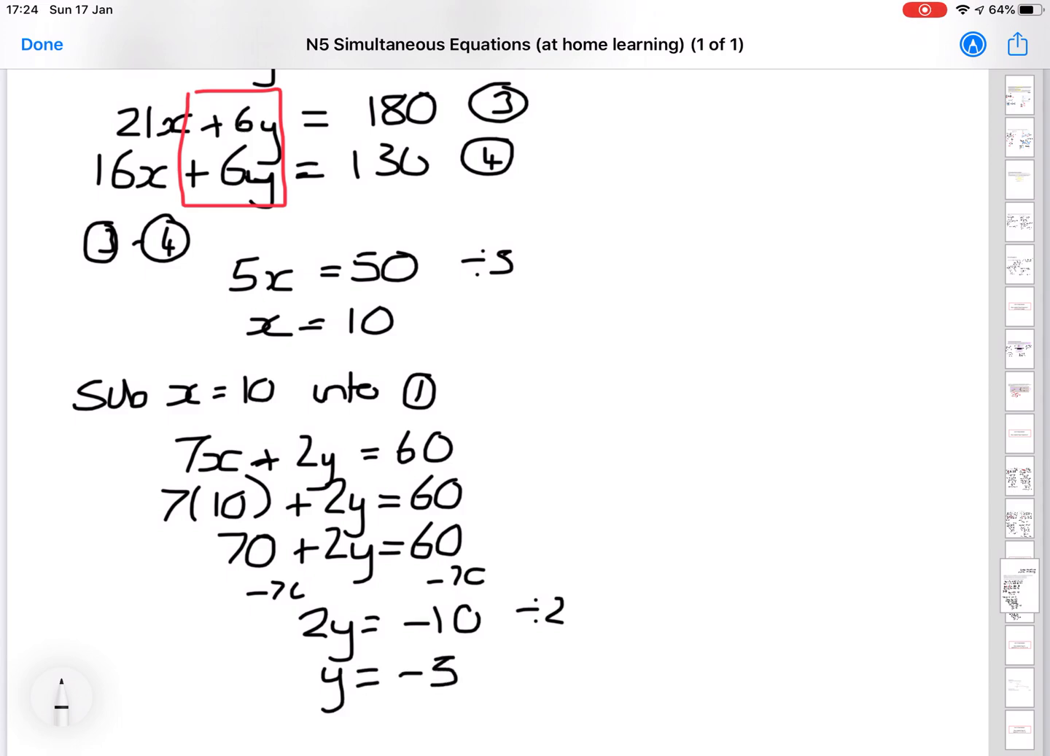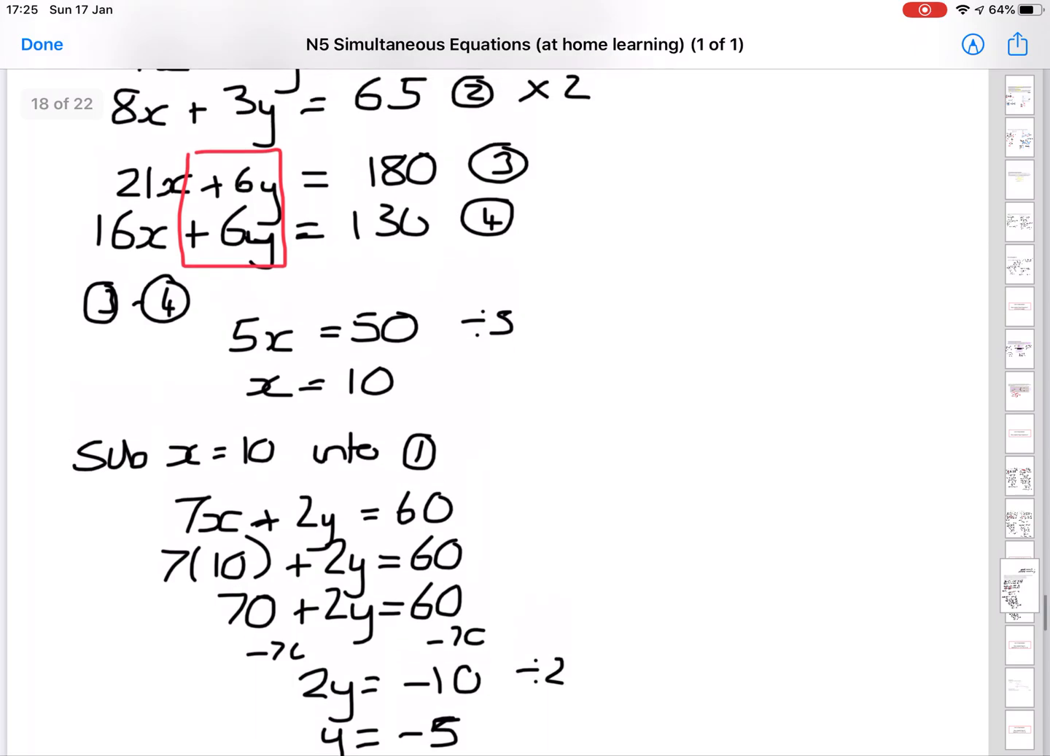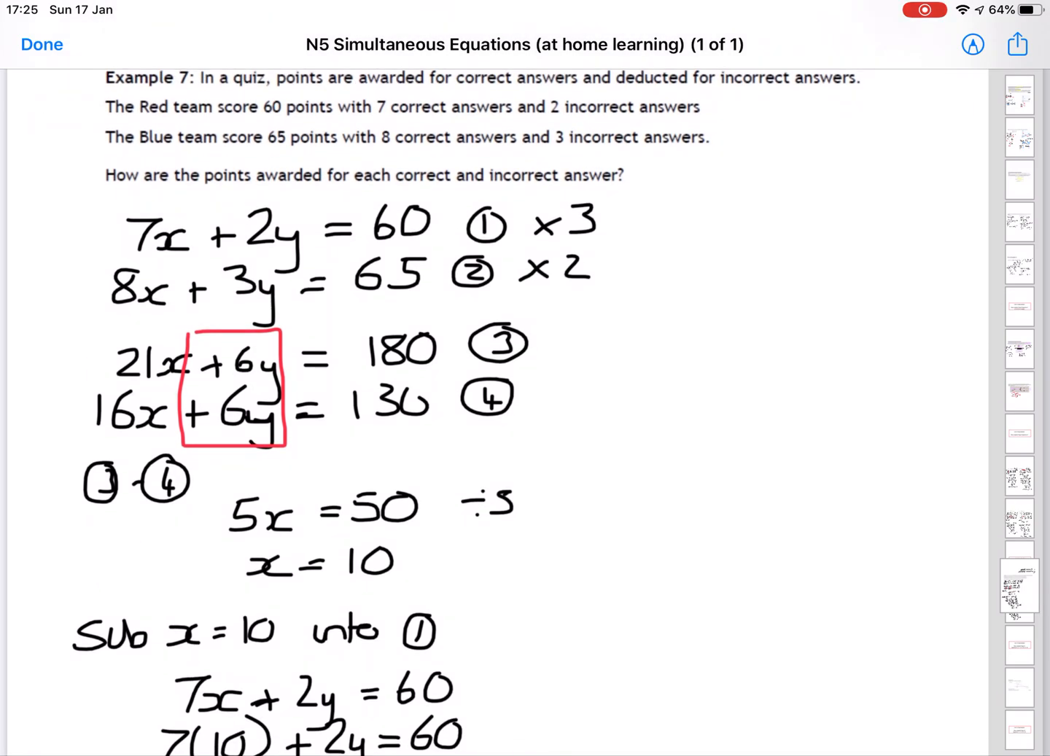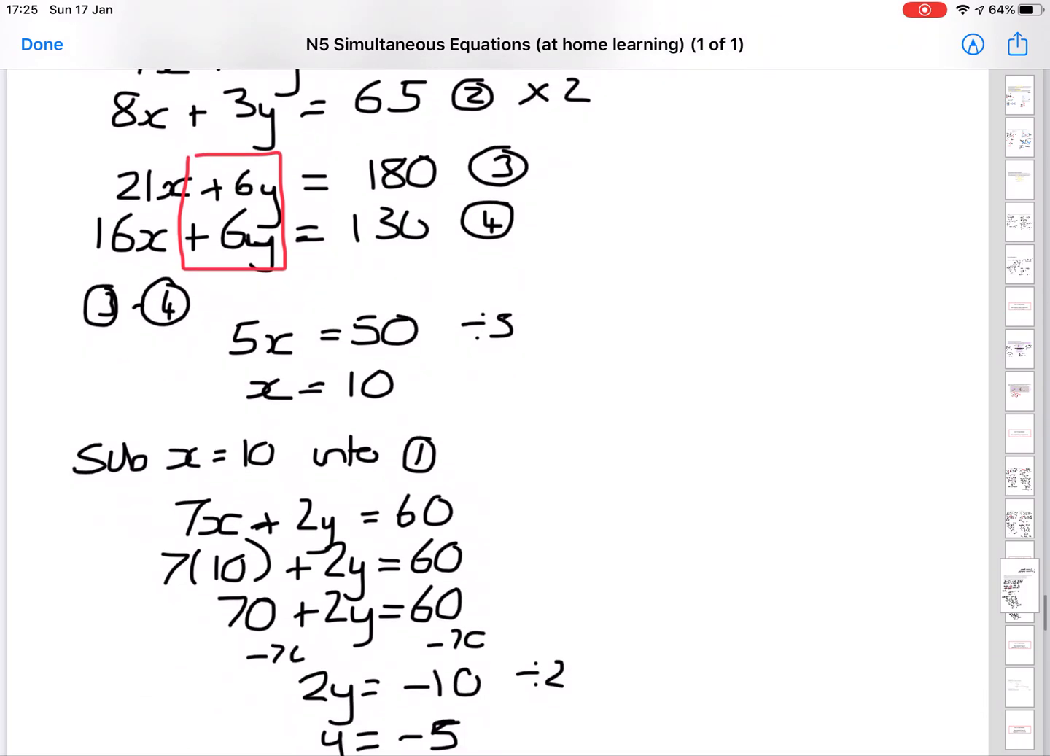That makes sense because we were told points were deducted for incorrect answers. So minus 5 points for every answer that they're getting wrong. That makes sense in terms of an answer. The question originally was asking us to figure out how the points are awarded for each correct and incorrect answer, so we need to make sure we answer that question.